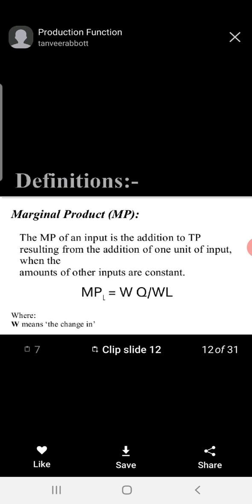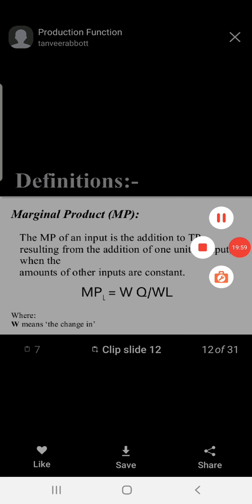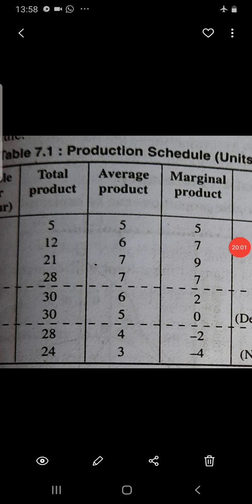This is nothing but the level of calculation, so you have to consider. For that I am going to share one table with you. Now in this slide you can see the total product of a firm. They took the example of any one firm. Let me consider it is ITC. ITC चं त्यांनी एक्झाम्पल घेतलं, त्याचं टोटल प्रोडक्शन 5 होतं, नंतर 12 झालं, नंतर 21 झालं, नंतर 28 झालं, नंतर 30, 30, 28, 24. एका कंपनीचा त्यांनी अभ्यास केला आहे. आता त्याच्यावरनं ॲव्हरेज प्रोडक्ट काढूया.